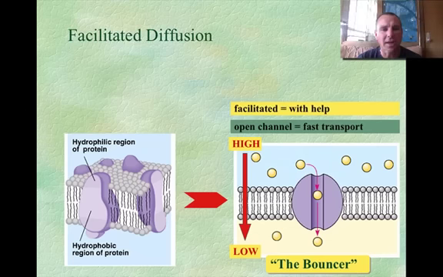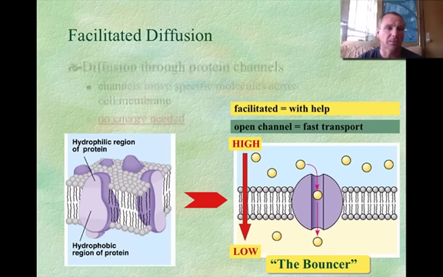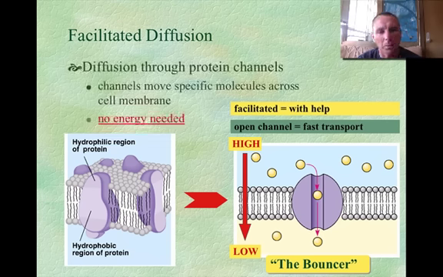Now, there is a type of passive transport called facilitated diffusion, in which things move from an area of high to low, but they need something to get across that plasma membrane because the plasma membrane has those hydrophobic and hydrophilic regions. Anytime you see facilitated, that means it has help, and that also requires no energy.